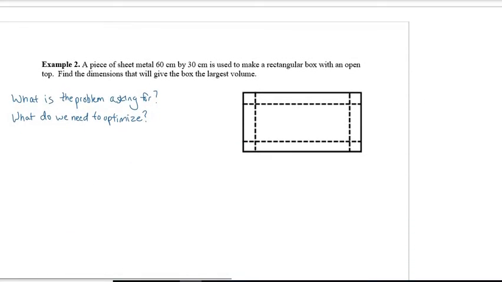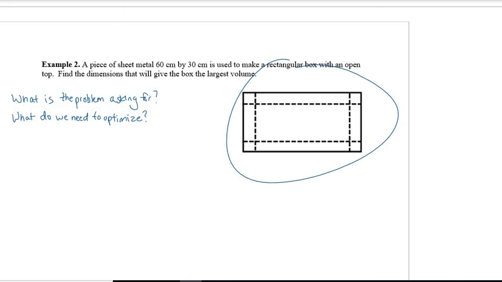Let's try a different example. So example 2: a piece of sheet metal 60 centimeters by 30 centimeters is used to make a rectangular box with an open top. Find the dimensions that will give the box the largest volume. So essentially we have this piece of sheet metal up at the side here, and we're just going to fold the sides up and it's going to make a box with no top. So we have to figure out what it's asking us for here.